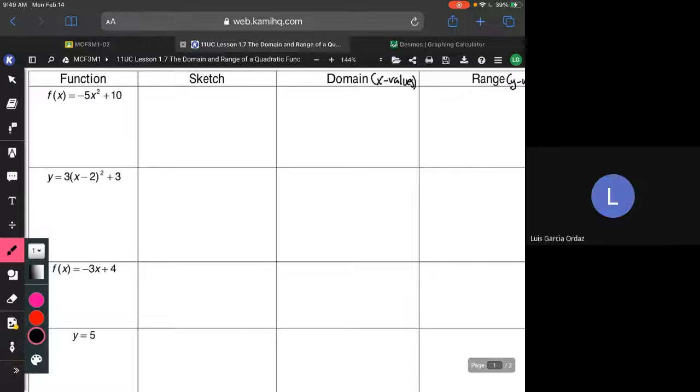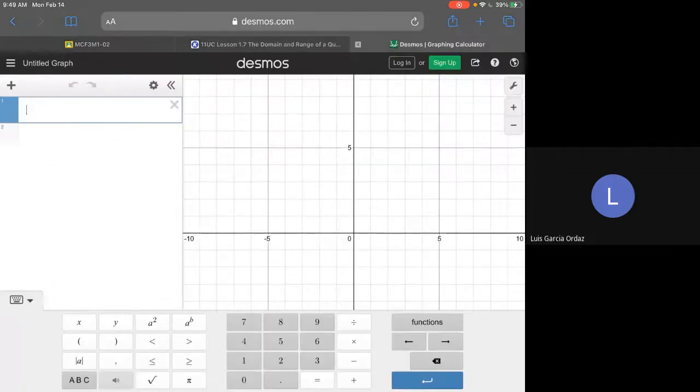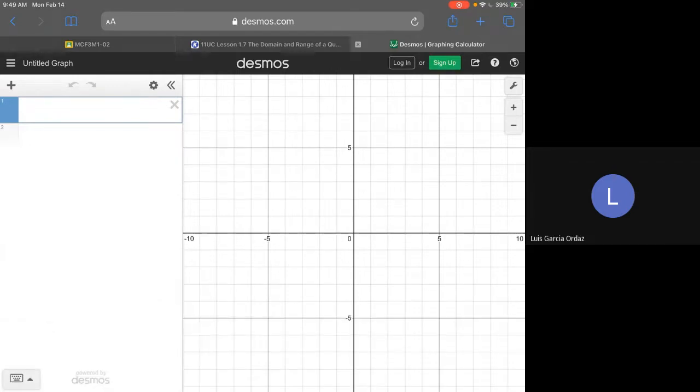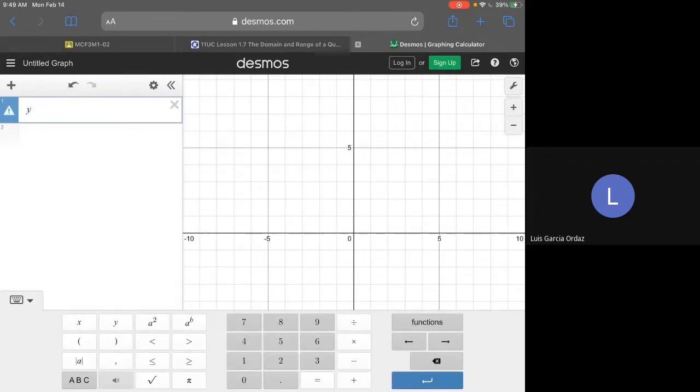I'm just looking for something very rough. So my first example here is y equals negative 5x squared plus 10.